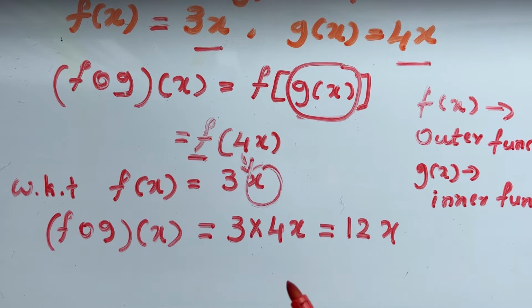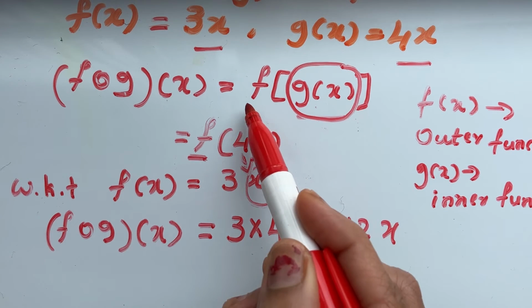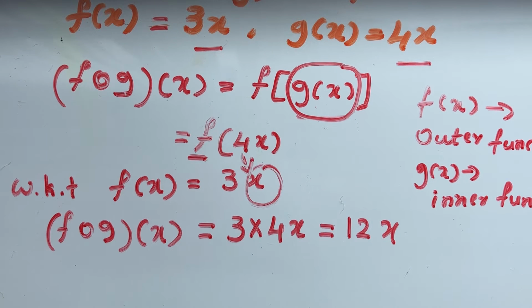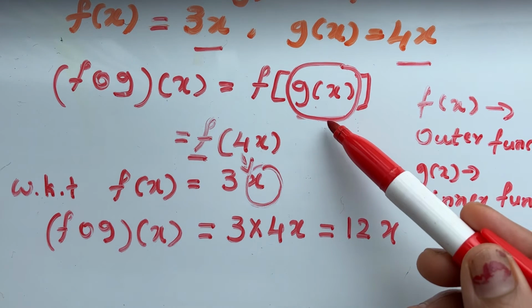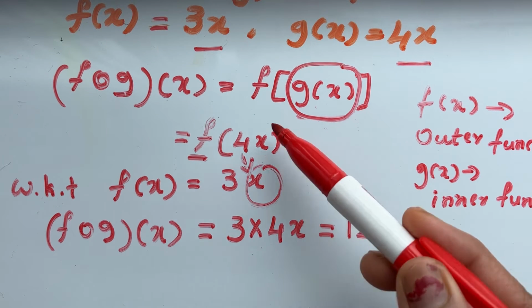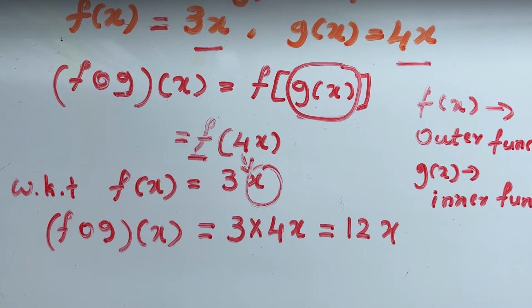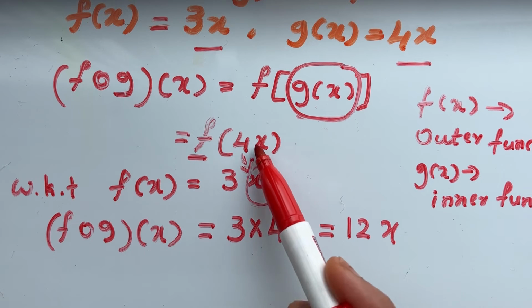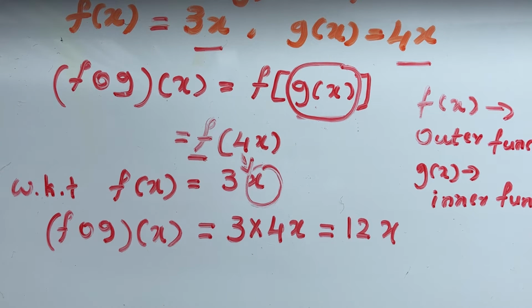Here the inner function is g of x and the outer function is f of x. So you are sending the value of g of x, which is 4x, through f of x. In place of x, you have to put 4x in f of x. So this is nothing but f composition g of x.